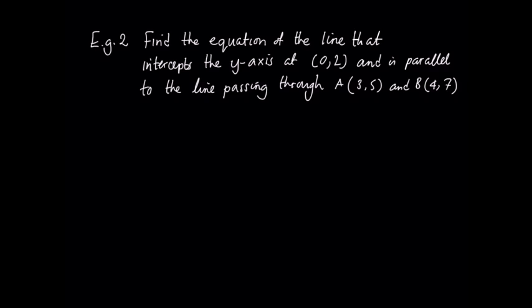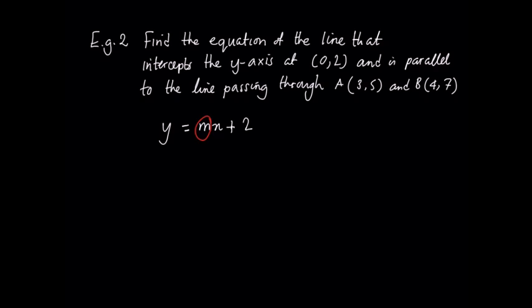In example 2, we want to find the equation of the line that intercepts the y-axis at 0, 2 and is parallel to the line passing through A, 3, 5 and B, 4, 7. So what we have here is a scenario where we know what the intercept is, but we don't know what the gradient is. So our equation obviously is going to be in the form of y equals mx plus 2. This is what we're interested in now, finding the value of m.